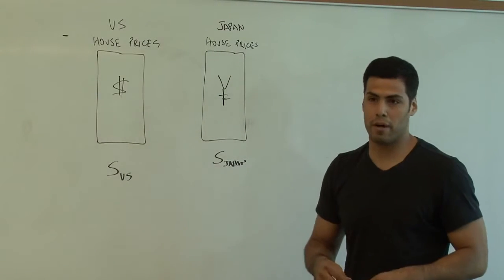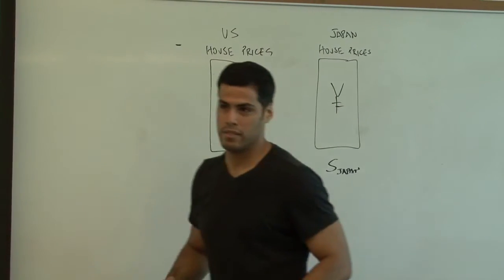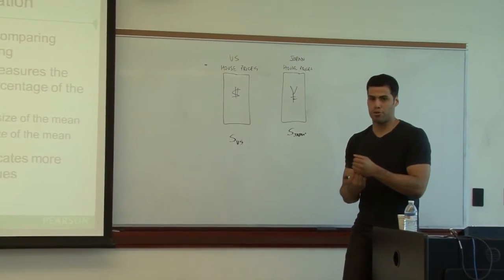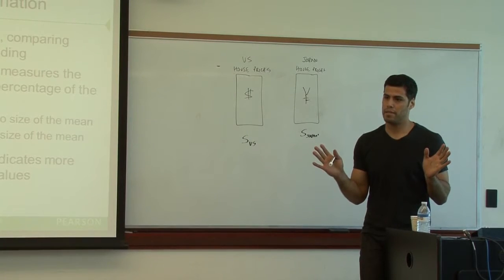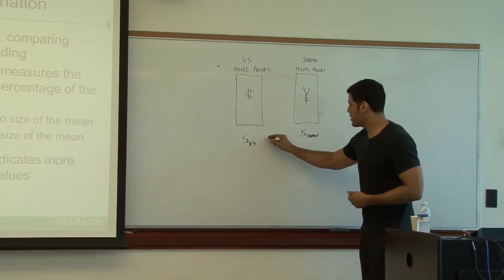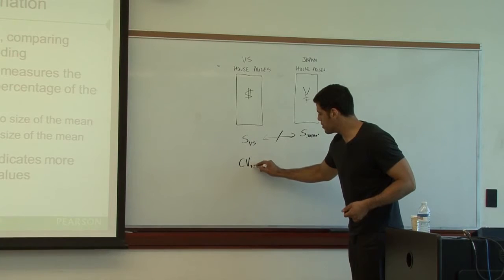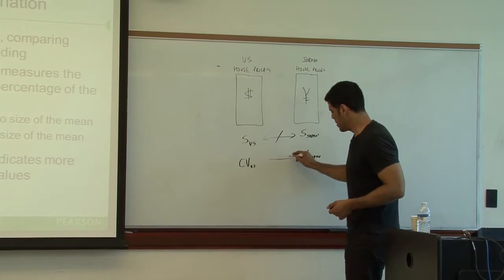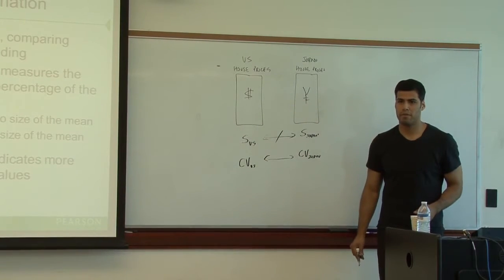To overcome that issue, we compute the coefficient of variation. We express the standard deviation as a proportion or percentage of the mean. So we get rid of the units of measurement completely, and now the two numbers will be comparable. Do you want to compare these two? Probably not. Do you want to compare the coefficient of variation in the US to the coefficient of variation in Japan? That's probably what you should be doing, because in this case you don't have an issue with the units of measurement.